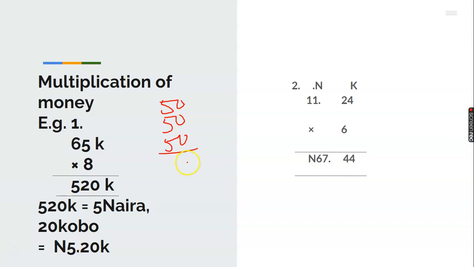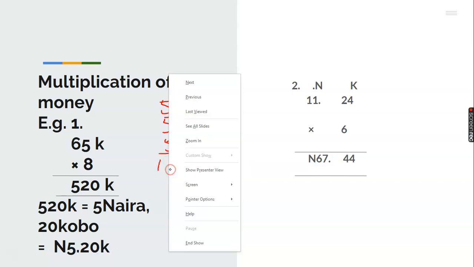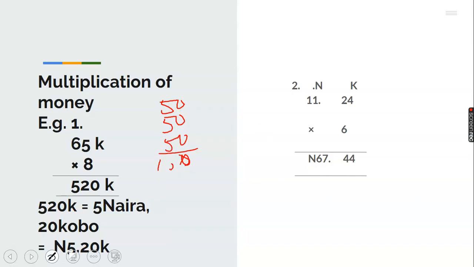You have something like this: 0 plus 0 plus 0, that's 0. You have your 0 there. Then we have 5 plus 5 plus 5. 5 plus 5 is 10, and 10 plus 5 is 15. So somebody may decide to add 50 naira in 3 places together, and then you get 150.